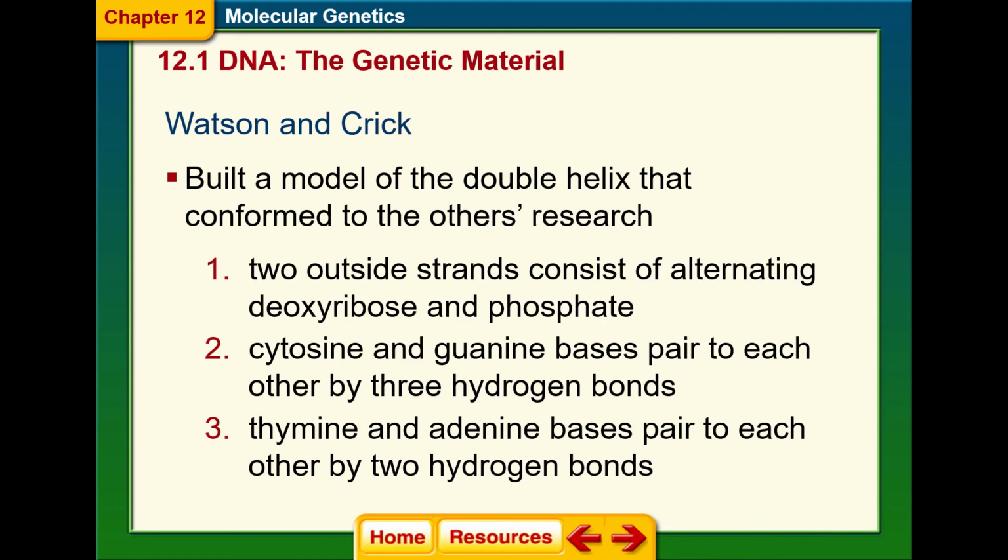With the help of X-ray diffraction, James Watson and Francis Crick put together a model of the double helix structure of DNA that conformed with all of the available research on the subject. The two outside strands of the DNA were composed of alternating deoxyribose, which is the 5-carbon sugar, and phosphate groups. The cytosine and guanine bases paired with each other by forming 3 hydrogen bonds, while the adenine and thymine bases paired with each other by forming 2 hydrogen bonds.